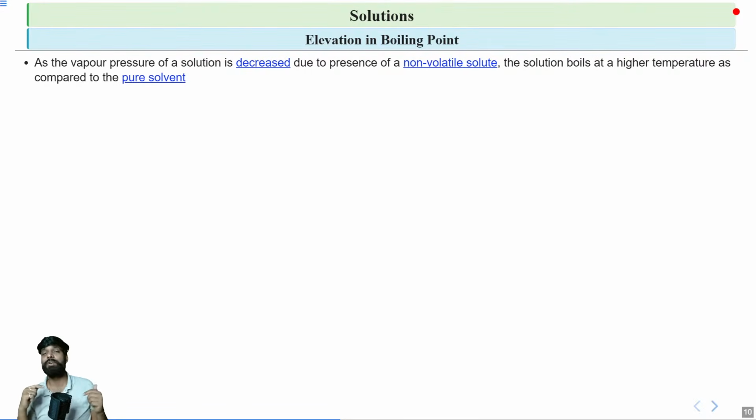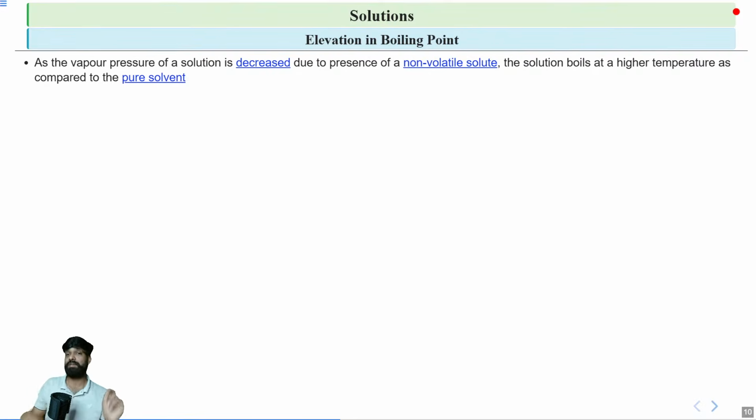As soon as you add a non-volatile solute into the solvent, some of the area on the top surface is now taken by the non-volatile solute. As a result of this, the exposure of your solvent to the environment has decreased. So the vapor pressure has gone down. Okay, so this is the reason behind the lowering of your vapor pressure. Just think about it. It's very simple to understand.